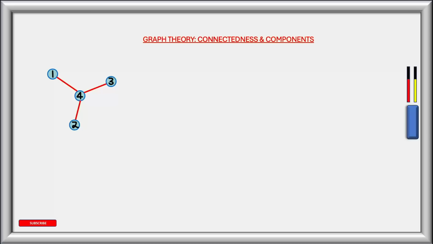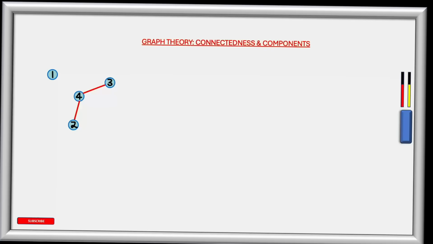If I remove any one of these, so here I've removed the edge that connects vertex 1 and 4, it has the effect of increasing the number of components. So this graph now contains 2 components.